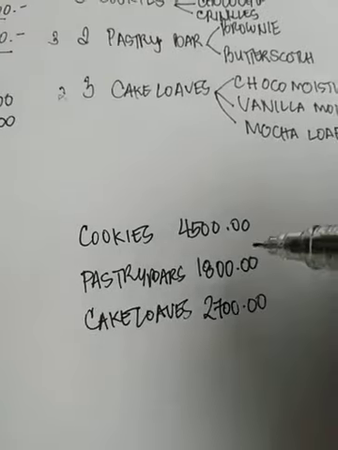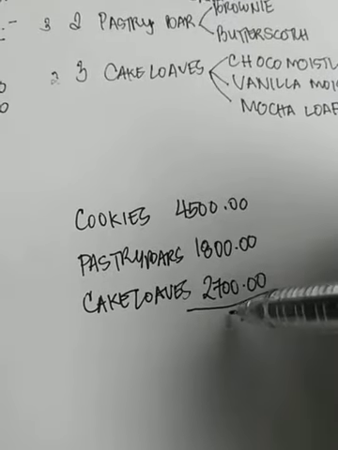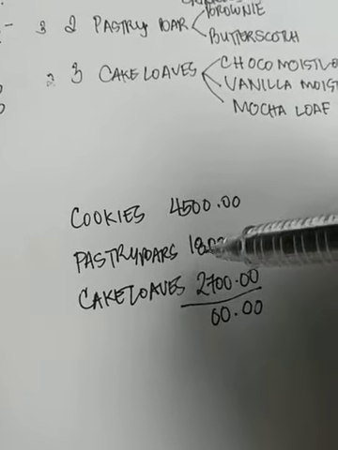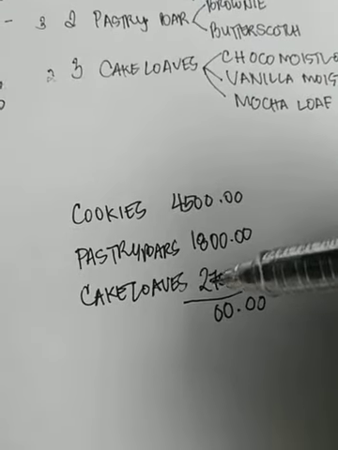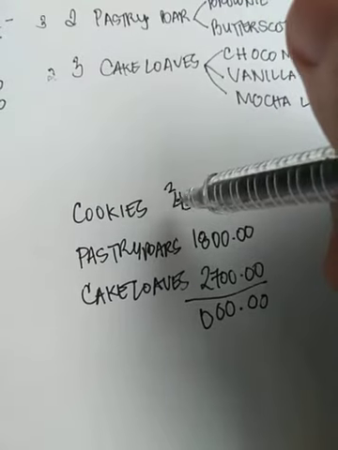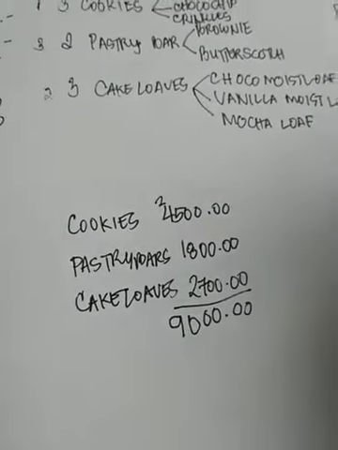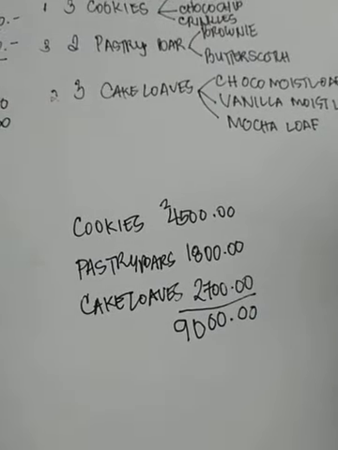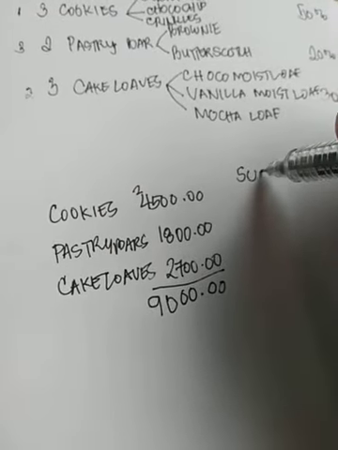Follow po tayo. So, total po natin yan. Check natin kung 9,000 nga siya. 4,500 plus 1,800 plus 2,700. Yay! 9,000. Okay? So, ilang cookies ang gagawin mo for 4,500? Remember, yung sugar cookies natin will be selling it at 12.50.